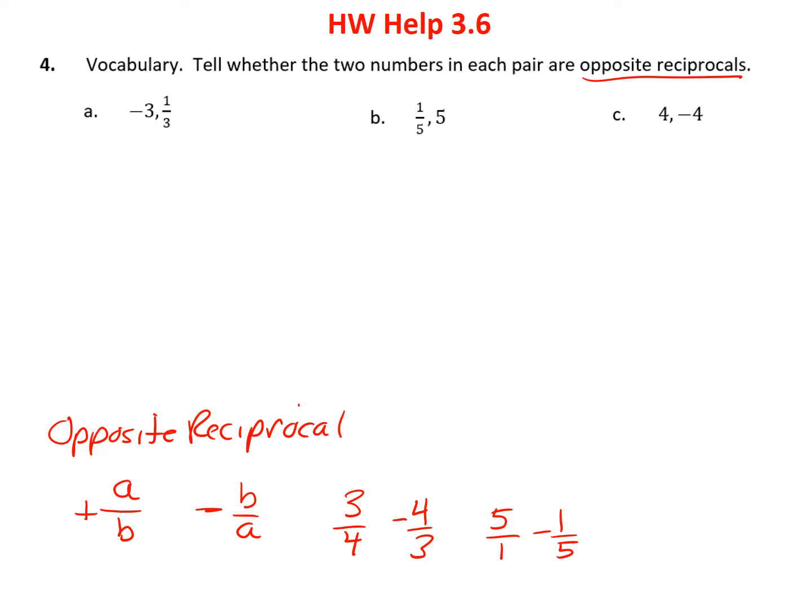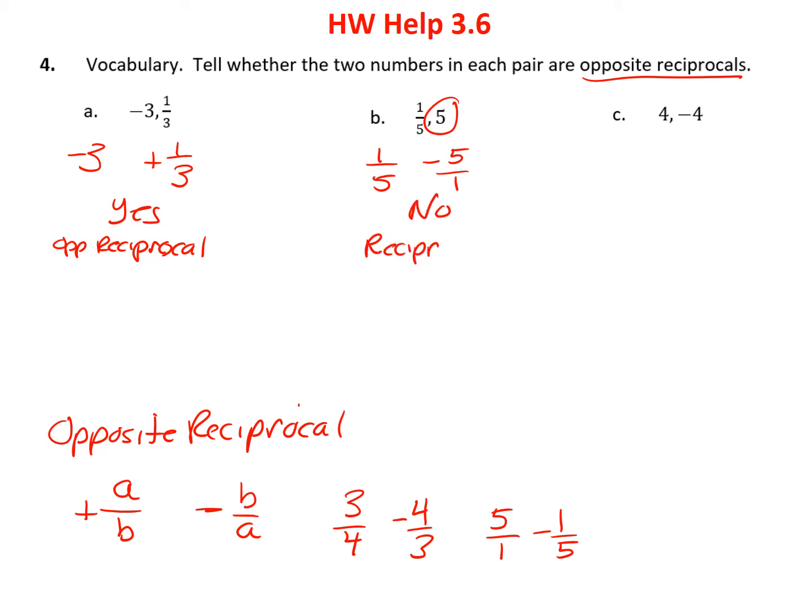So one way to do this is simply to look at it and say, okay, minus 3, what's the opposite? The opposite is going to be positive, and then the reciprocal of 3 is 1/3. So yes, that is an opposite reciprocal. When I look at the second pair, let's start with 1/5. The opposite of that would be minus, and then the reciprocal would be minus 5 over 1. But notice here, that's positive 1. So this is no. What they've given us here is the reciprocal, but not the opposite reciprocal.